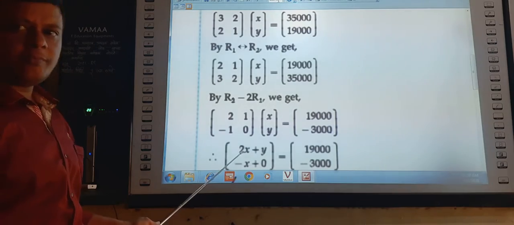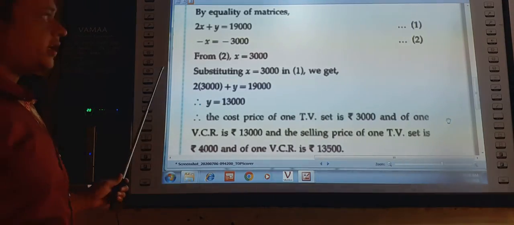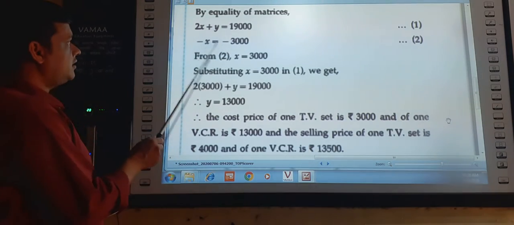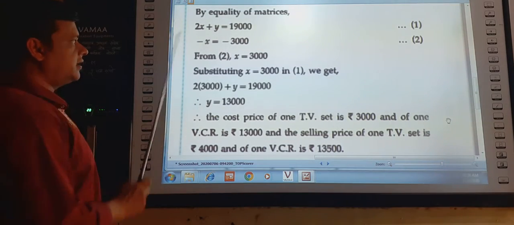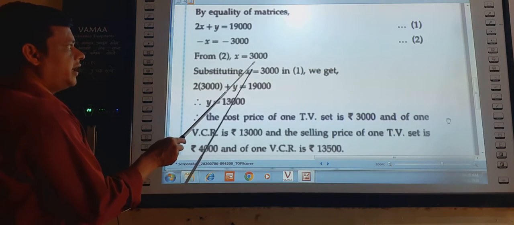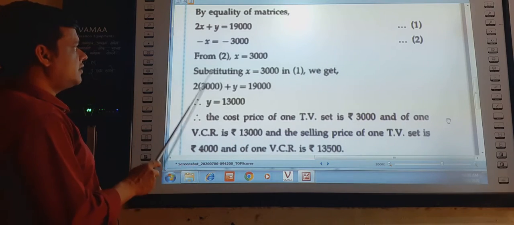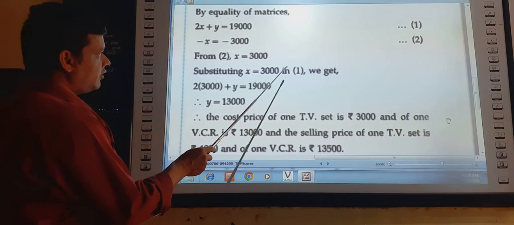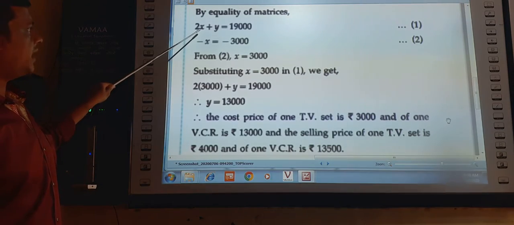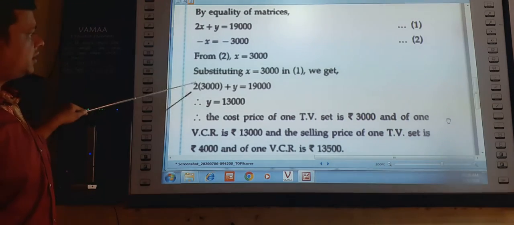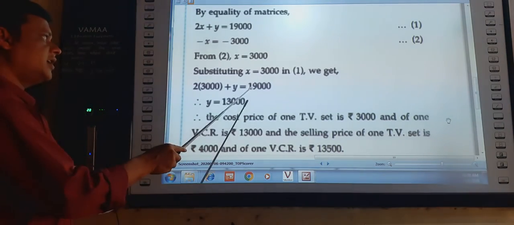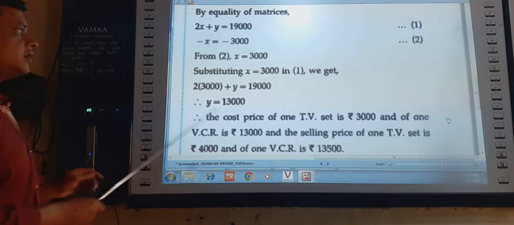Now by equality of matrices we write the first equation as 2x plus y equals 19,000, and minus x equals minus 3,000. So from the second equation, cancelling the minus sign on both sides, we get x equals 3,000. Substituting x equals 3,000 in equation 1, we replace this x by 3,000, 2 into 3,000, that is 6,000. After shifting this 6,000 to the right hand side, 19,000 minus 6,000, that is 13,000.